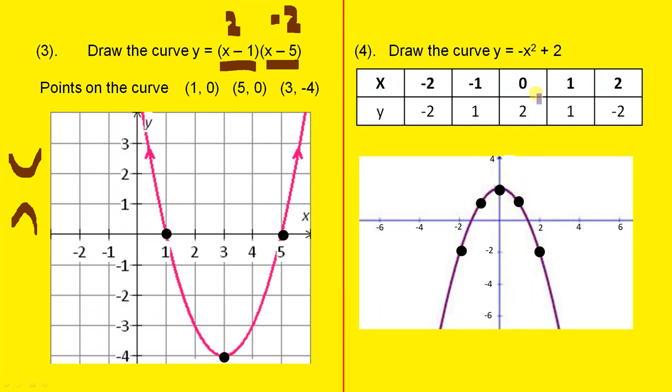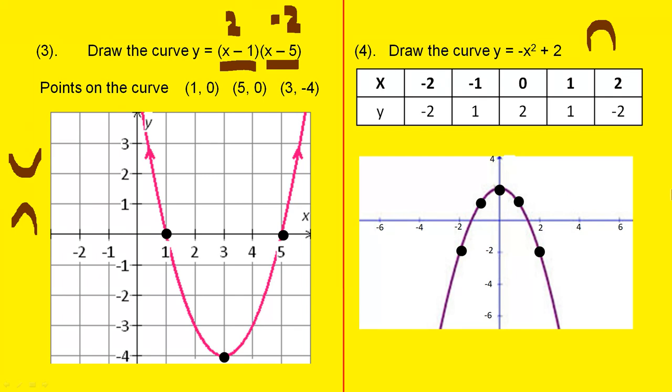Two things to note. Because it's a negative sign here, the parabola is like that. It's in that orientation. Because it's a plus 2, it moves up. If that was just y equals x squared, it would be here. It would turn at 0, 0. But because it's plus 2, that's where it turns there, at the point 0, 2.